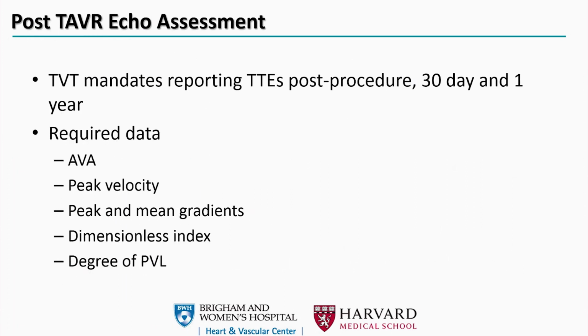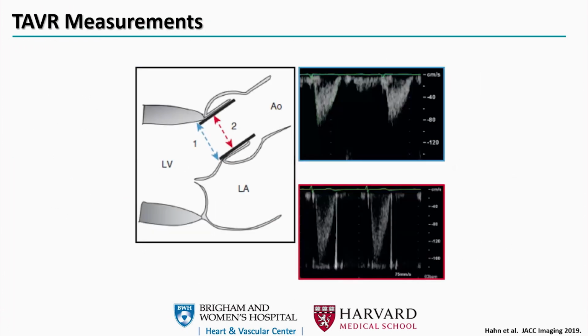Currently in the United States, the TVT database mandates reporting transthoracic echoes immediately after TAVR, 30 days after TAVR, and 1 year after TAVR. Included in that mandatory data are the aortic valve area or the effective orifice area, the peak velocity, the peak and mean gradients, the dimensionless index, and the degree of paravalvular leak. In order to report this data, it's key to understand the standards for TAVR measurements.